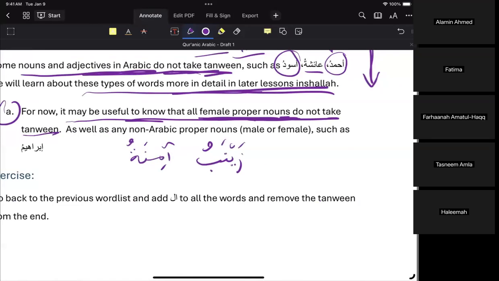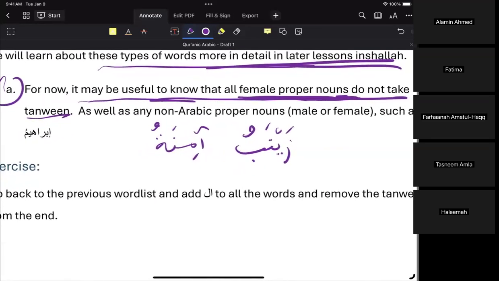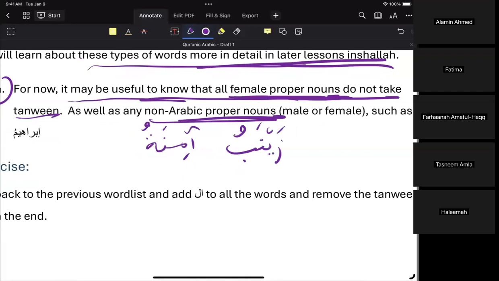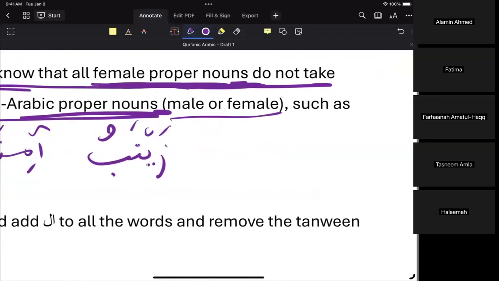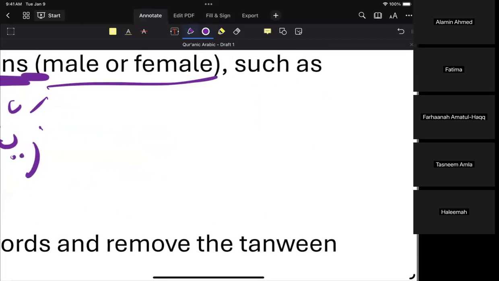Does that make sense? And I give you another one, as well as non-Arabic proper nouns, whether male or female, doesn't matter. Female we already know. Any non-Arabic names will also not take tanween. Now, which ones are non-Arabic names? You understand, for example, any English name, George or Mark, if you make it into Arabic, then you cannot put tanween. And also in the Quran, most of the prophets' names are non-Arabic names, right? Most of the prophets' names are non-Arabic names.